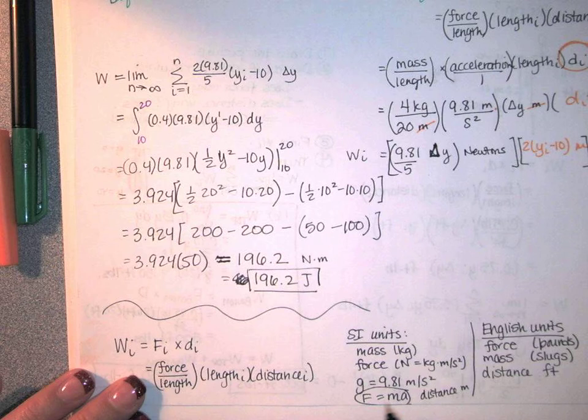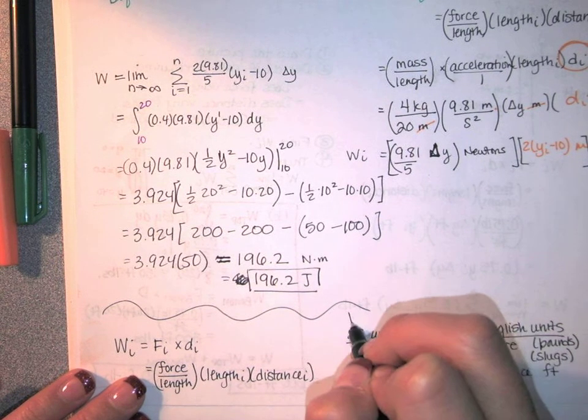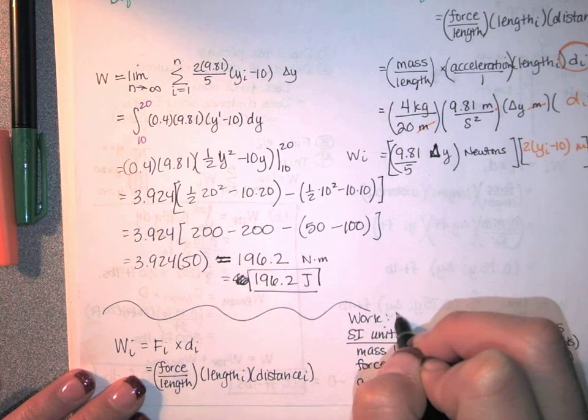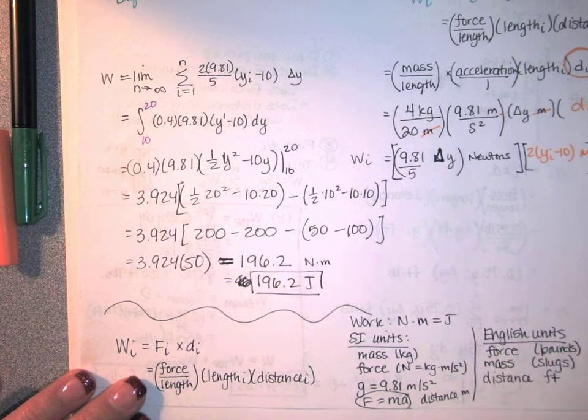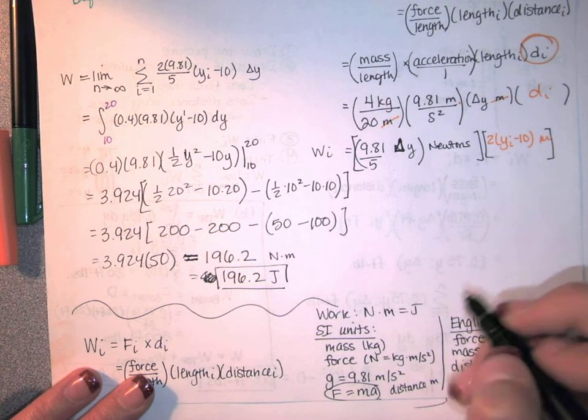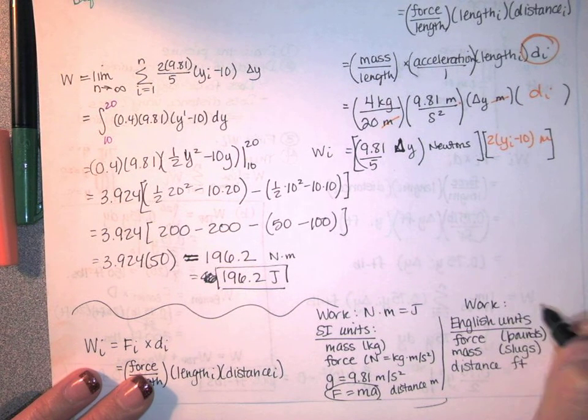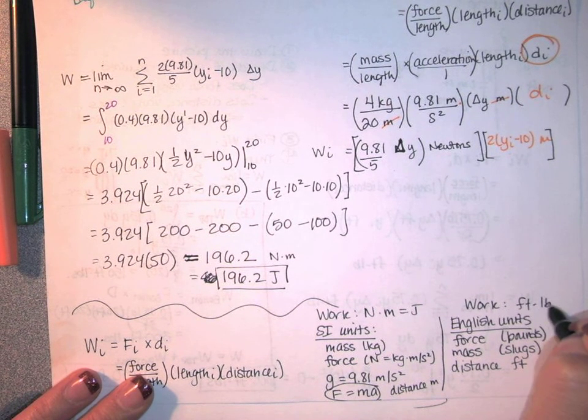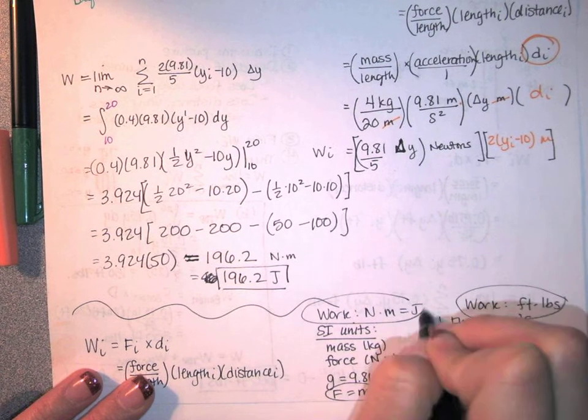And if I take a force of a newton and I multiply it by a meter, the units for work are joules. And over here, if I'm taking pounds and I'm multiplying them by feet, force times distance, the units for work are foot-pounds. I know it seems strange, but that's exactly correct.